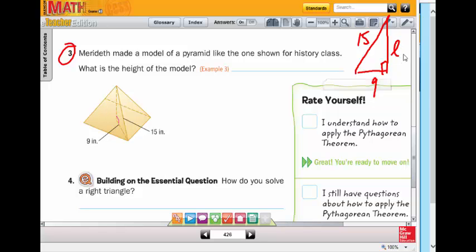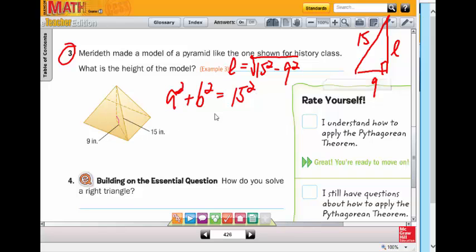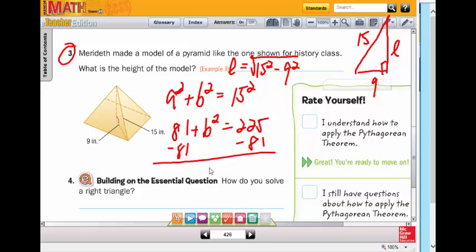So again, since we're looking for a leg, it would be the leg equals the square root of 15 squared minus 9 squared. Or you could have 9 squared plus, we'll use b squared in this case, equals 15 squared. And you could have 81 plus b squared equals 225. Subtract 81 from both sides. You have b squared equals 144, which you should see as 12.